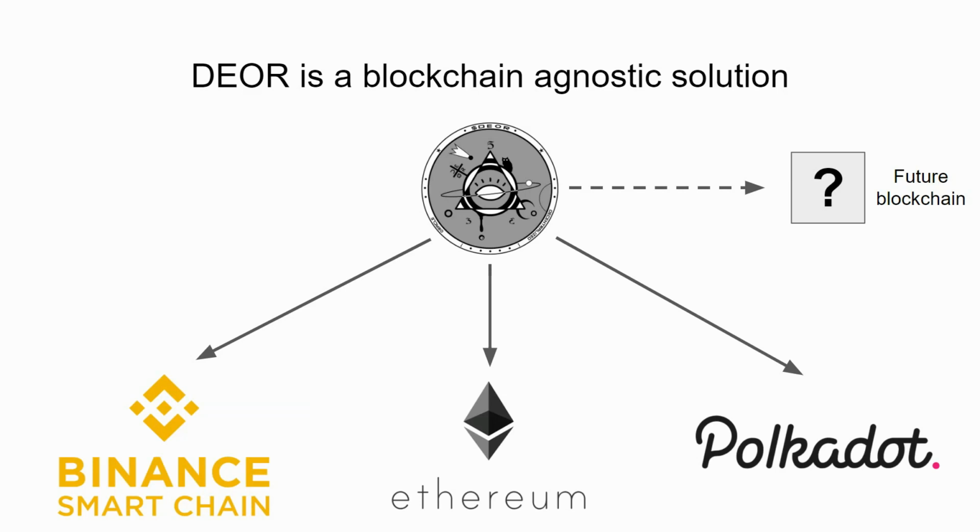DEOR can therefore work on multiple blockchains, and there are efforts at the moment to port DEOR on Binance Smart Chain and Polkadot. In addition, any future blockchain that emerges as a prominent smart contract platform can also receive a version of DEOR. So this is a very broad tool that can be used on multiple blockchains.